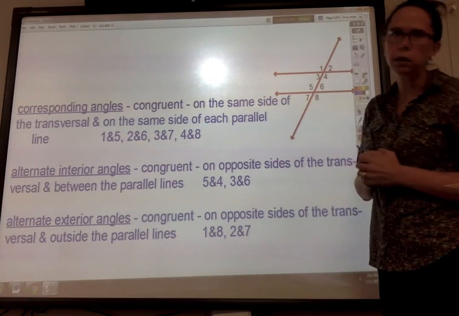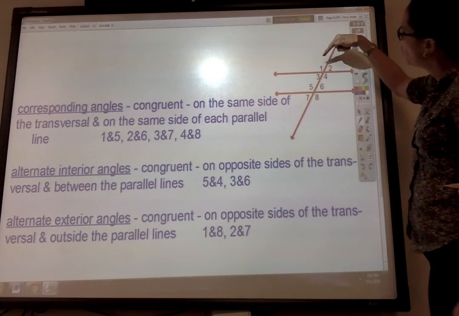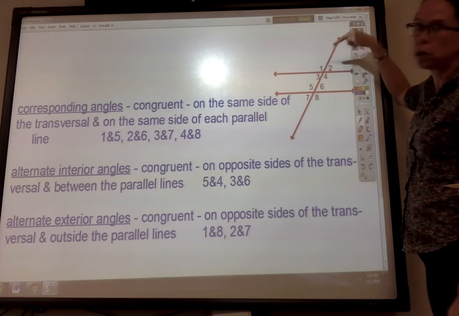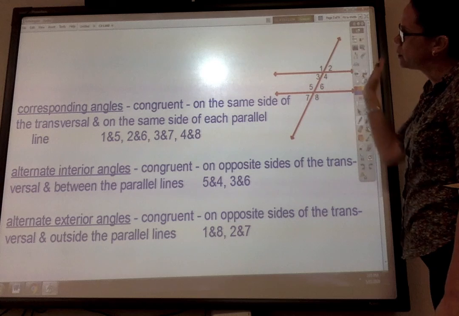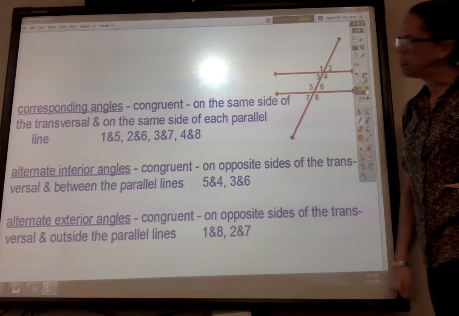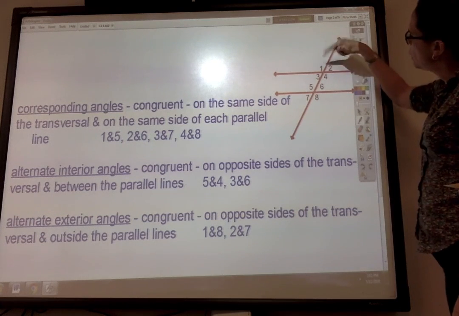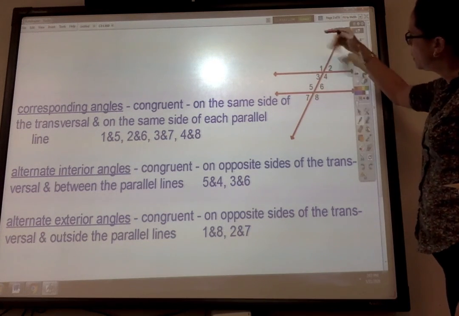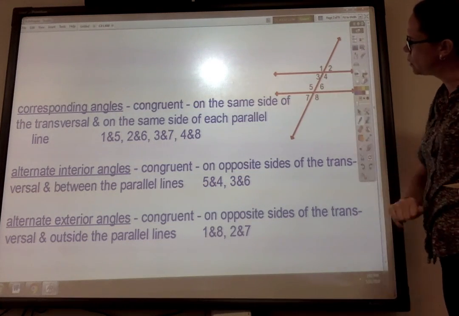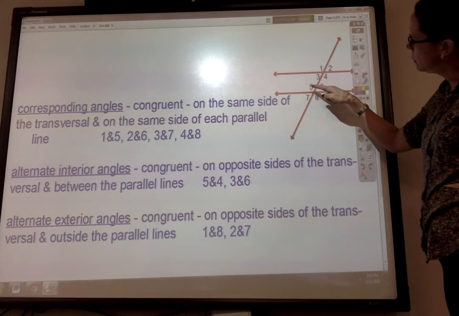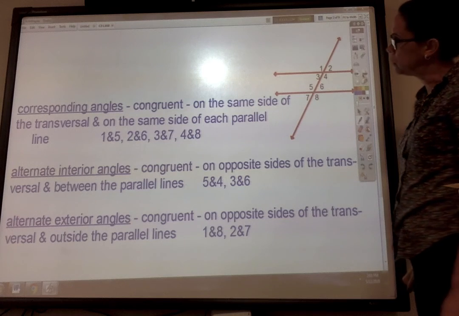Okay, the best way to learn this is to just identify the corresponding angles. So let's look at angle 1. Okay, so we are looking for a congruent angle. That means the same size. That lies on the same side of the transversal and the same side of a parallel line. Okay, so angle 1 is to the left of the transversal and it's above this top parallel line. So down here I need to find an angle that is to the left of the transversal and above the parallel line. Hopefully you see that it's angle 5. Angle 1 and angle 5 are corresponding angles.